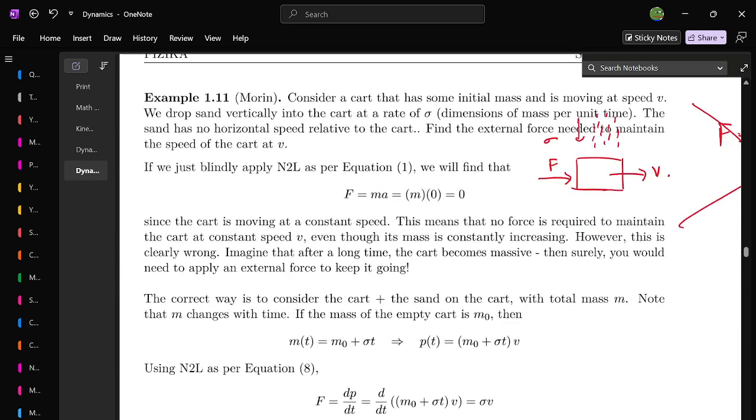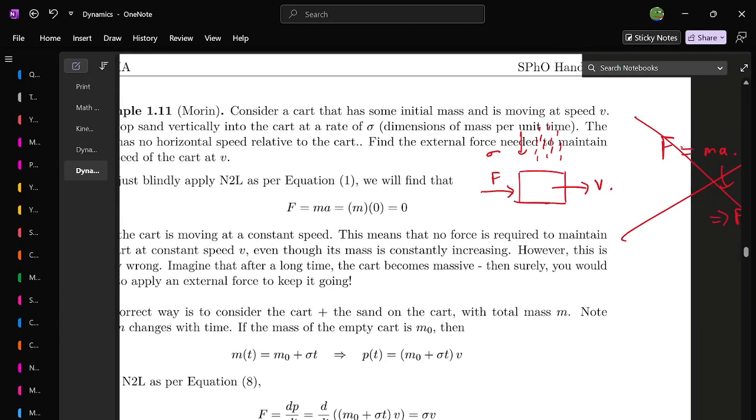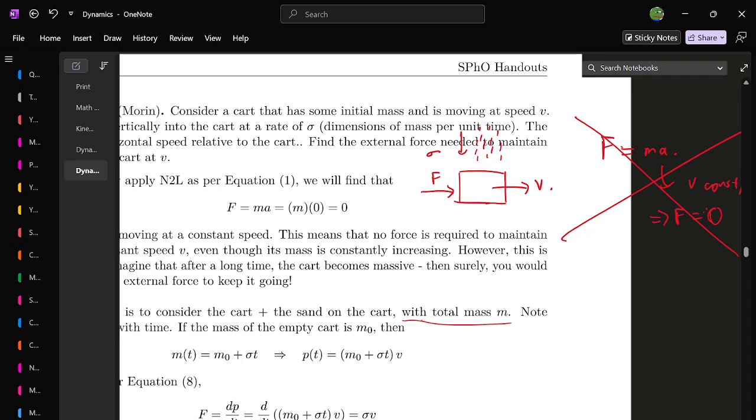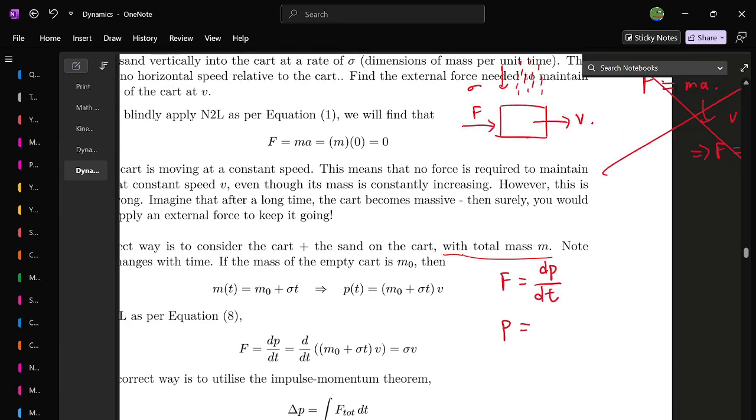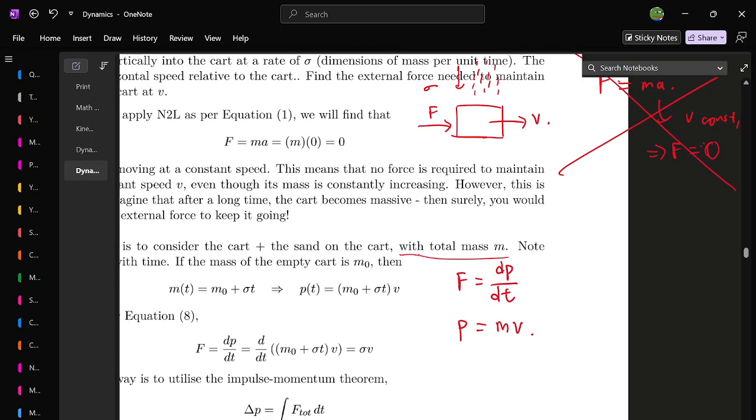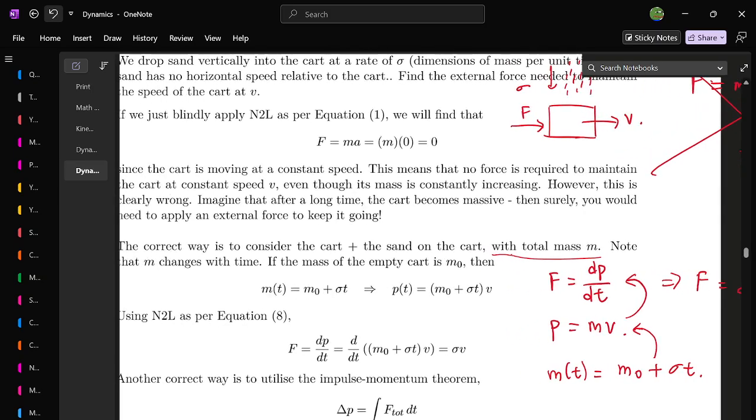What we instead do is we consider the cart and the sand on the cart as having a total mass of m. Now here's where we go back to our good old friend F equals dp/dt. The P of the system is just equal to mv, but your m is also a function of time. If your initial mass of the cart is m naught without any sand, then after time t, this will be your mass of the cart, and you can simply substitute this in. You can substitute this back here, and you can find F equals sigma v actually. So this is one way to do it.